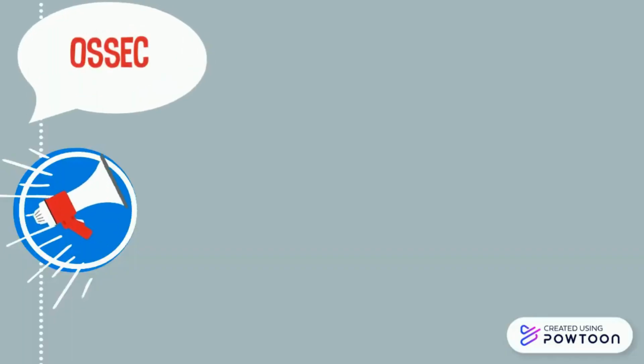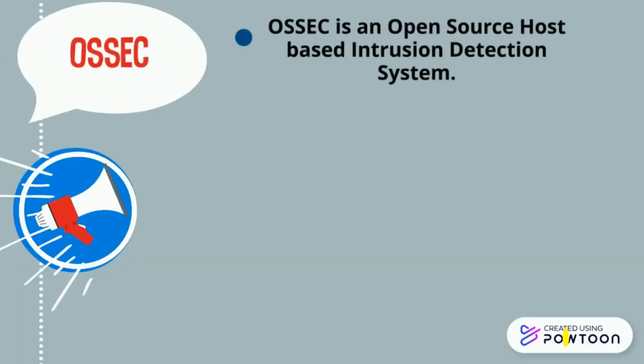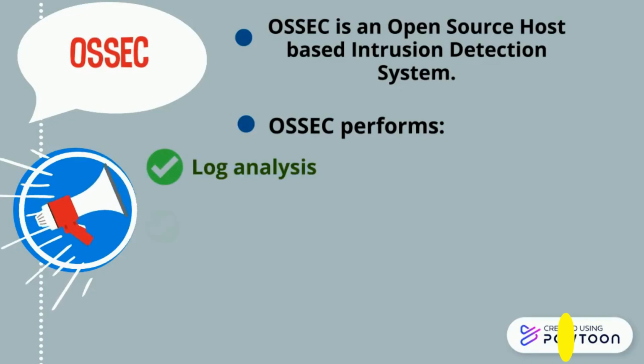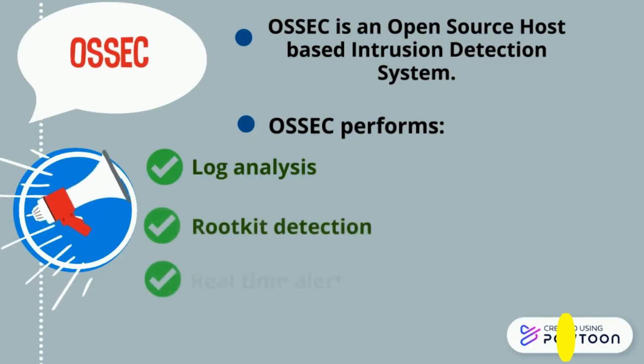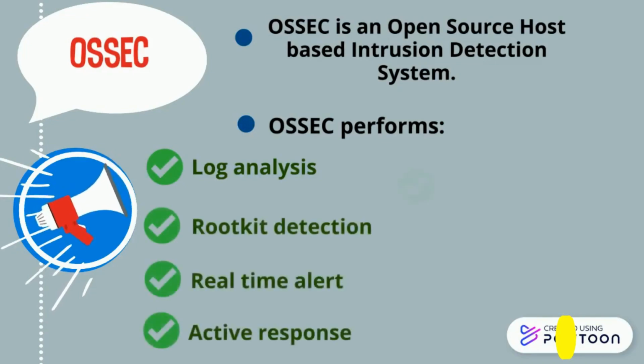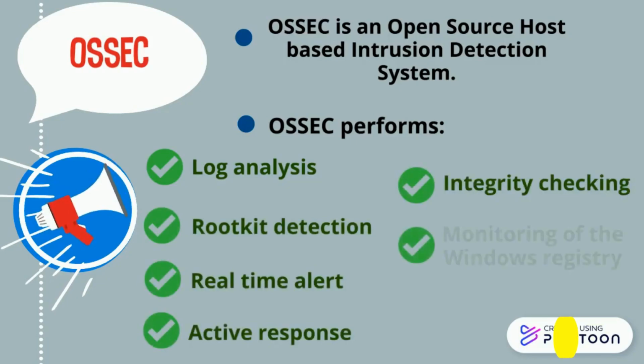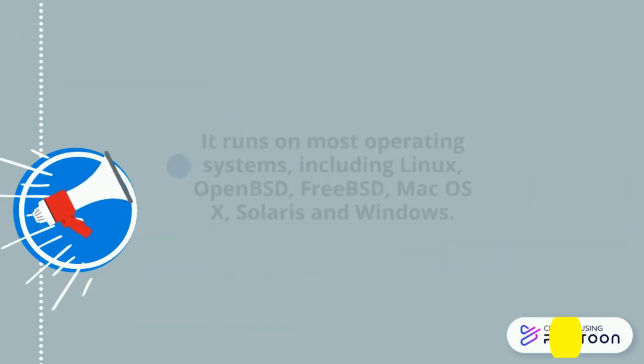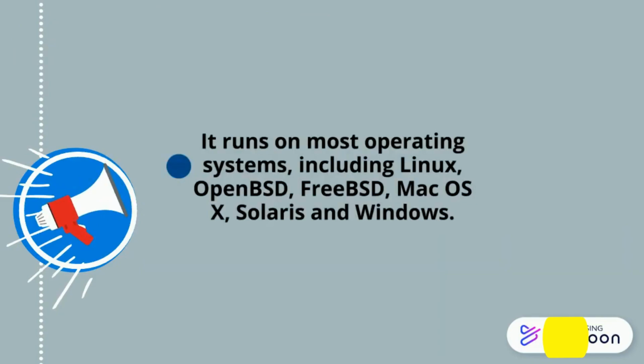Ossec is an open source host-based intrusion detection system. Ossec performs log analysis, rootkit detection, real-time alert, active response, integrity checking, and monitoring of the Windows registry. It runs on most operating systems, including Linux, OpenBSD, FreeBSD, Mac OS X, Solaris and Windows.